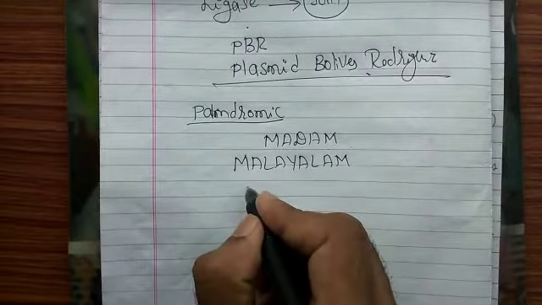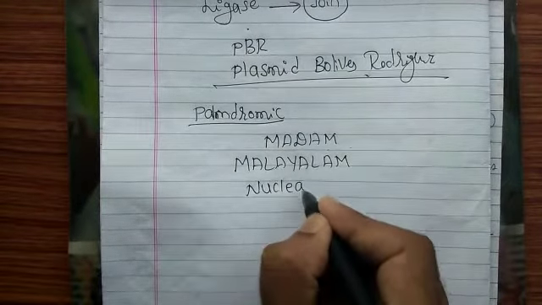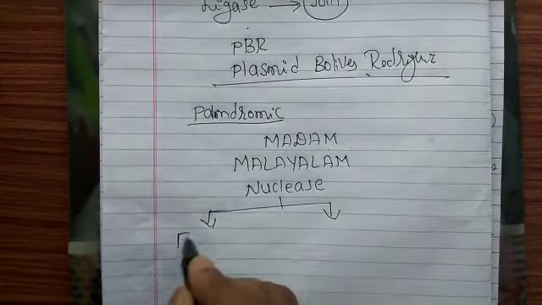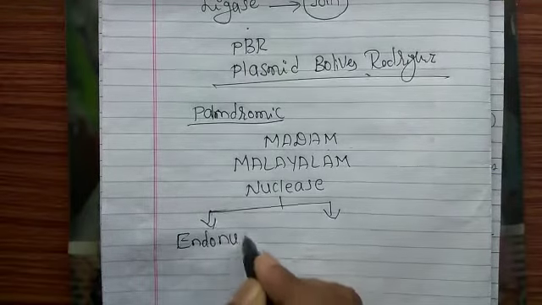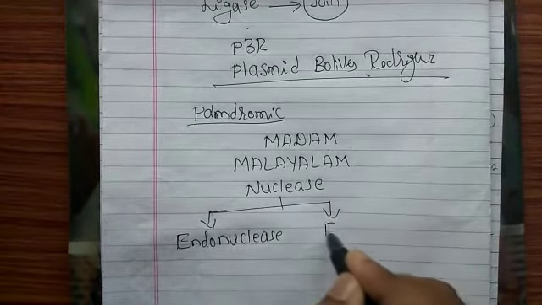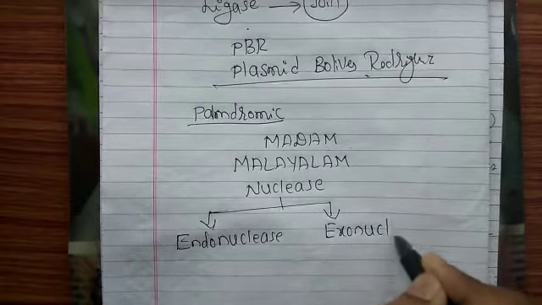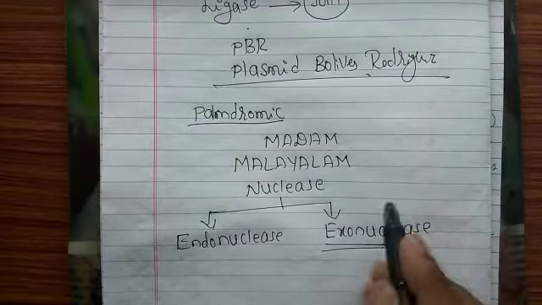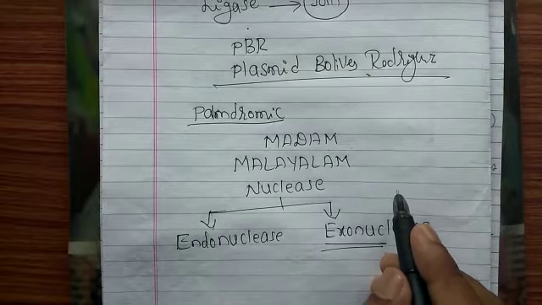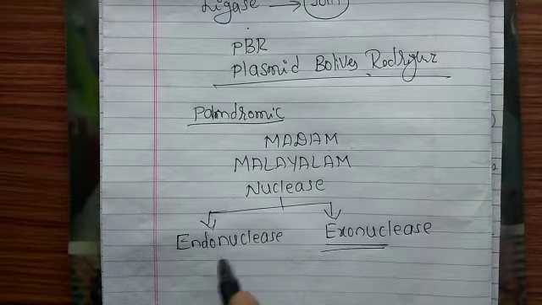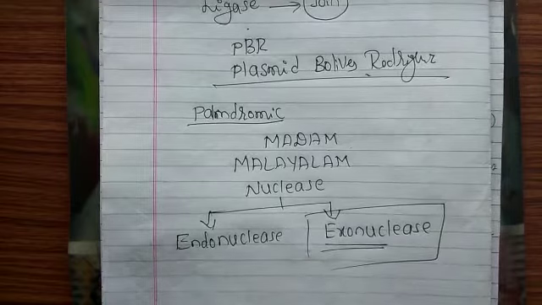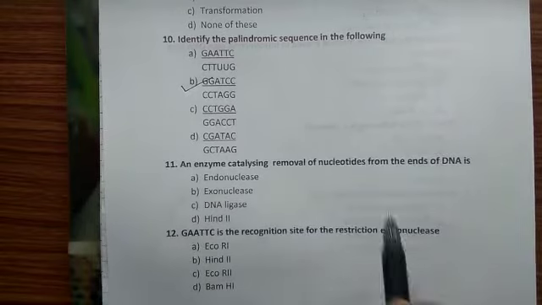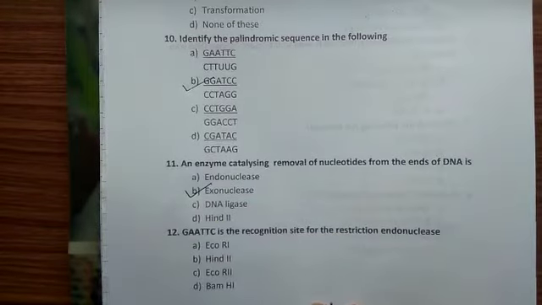nucleases are of two types. Nucleases, one which cuts the DNA. Endonuclease and exonuclease. Exonuclease cuts the DNA from any edge, from the last part, at the end. Endonuclease cuts anywhere in between at a specific site. So this is the answer. So here the correct answer should be, from the end, exonuclease.